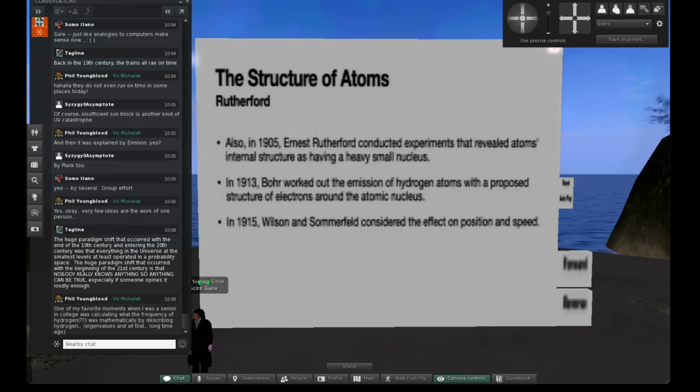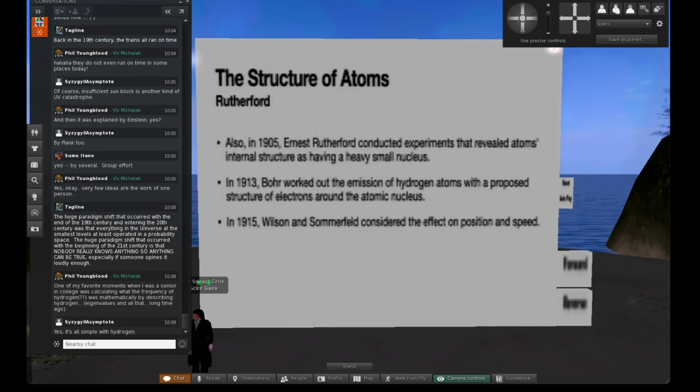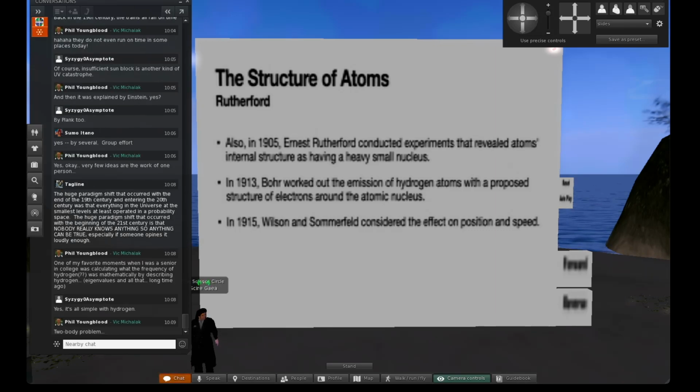Also in 1905, Ernest Rutherford, who was 16 years older than the young Einstein, conducted experiments that revealed atoms' internal structure, that it had to have a nucleus. Niels Bohr, who was a youngster in Rutherford's laboratory, introduced quantization ideas for the hydrogen atom. And having done that, he found that he could explain the emission lines of hydrogen.